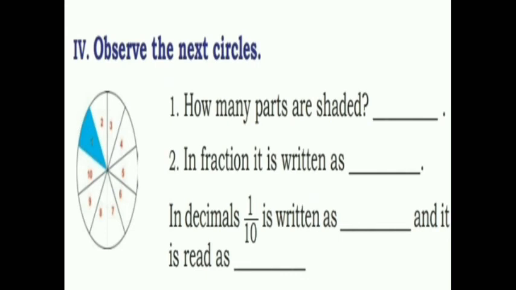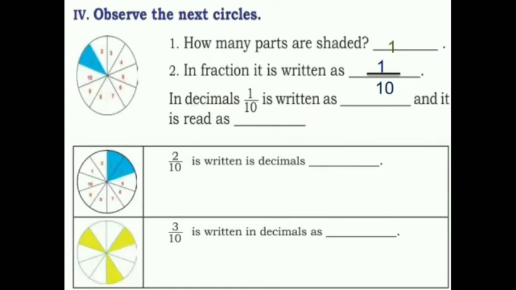See this figure and answer the following. See the first question. How many parts are shaded? Children, this figure is divided into 10 equal parts. One part is shaded. See the second question. In fraction, it is written as, this circle is divided into 10 parts, so the denominator will be 10. One part is shaded, so the numerator is 1. Its fraction form will be 1 by 10.